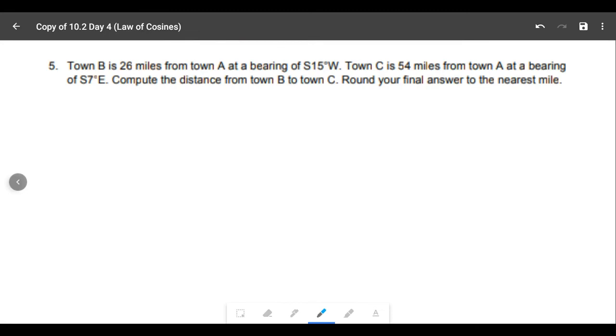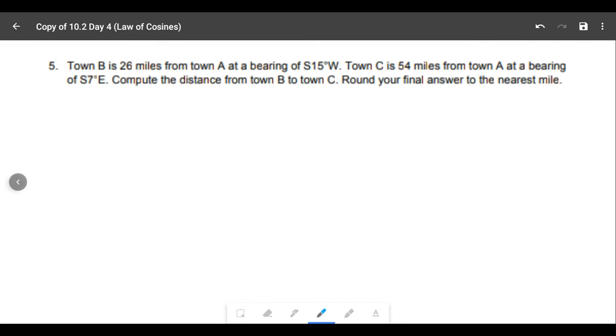Last problem that we're going to look at today is problem number 5. And this one is very interesting because it will lead us into types of problems that we are going to continue seeing for the rest of Unit 10. So for this one, it is telling me that town B is 26 miles from town A at a bearing of south 15 degrees west, and town C is 54 miles from town A at a bearing of south 7 degrees east. So let's set up a picture of this first.